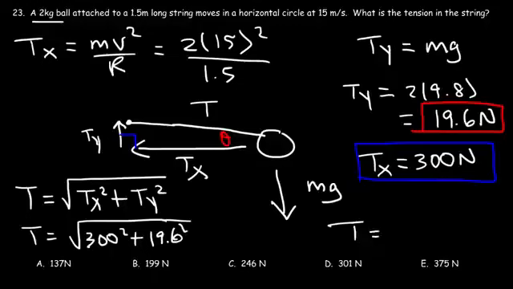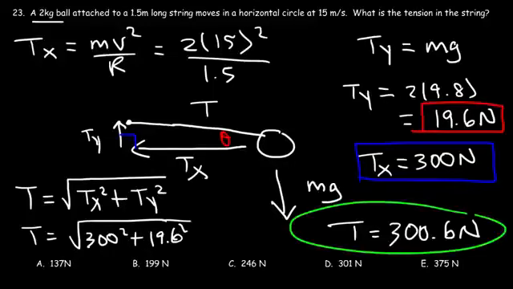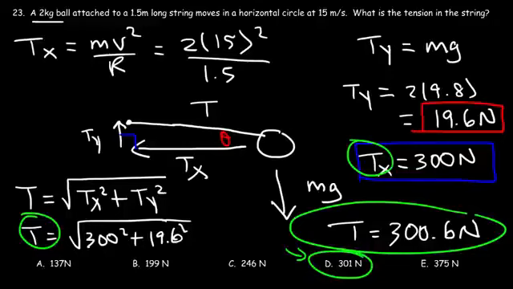So T is 300.6 newtons. As we can see, T and Tx are very close to each other. But the exact answer is answer choice D. We could round that to 301. It's a little bit higher than Tx, but not by that much.